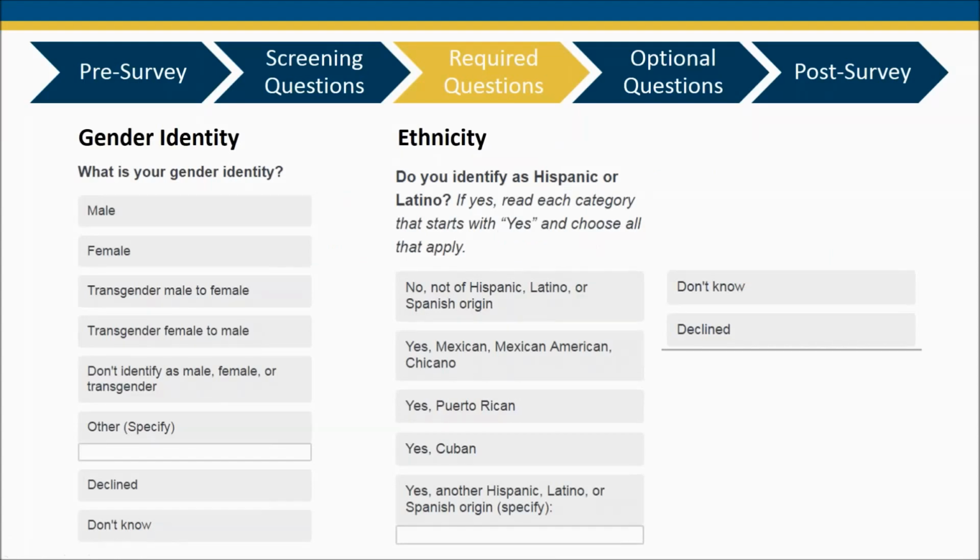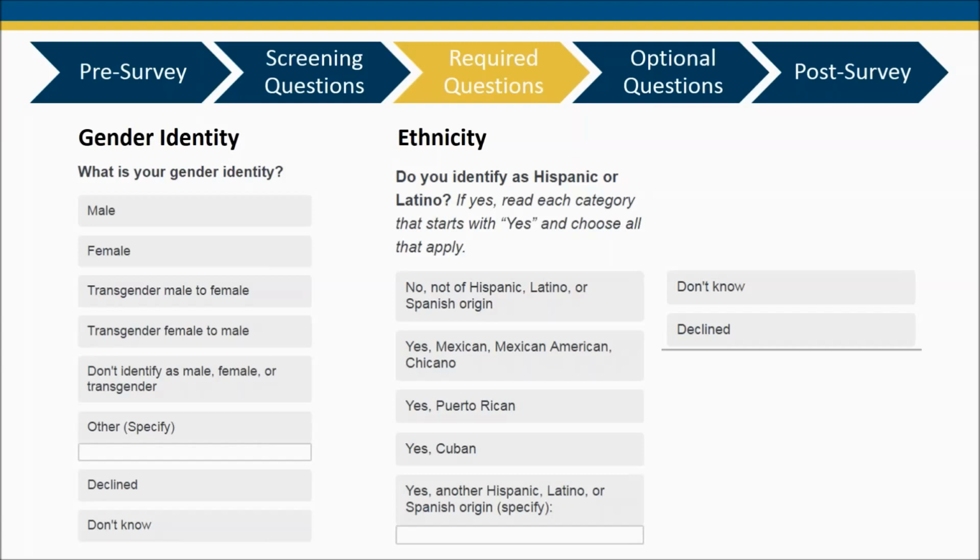And then the first question that we ask about demographic characteristics of the respondent is gender identity. The question you will ask is, what is your gender identity? And wait for their response, and then choose the best one that describes the gender identity of the respondent.